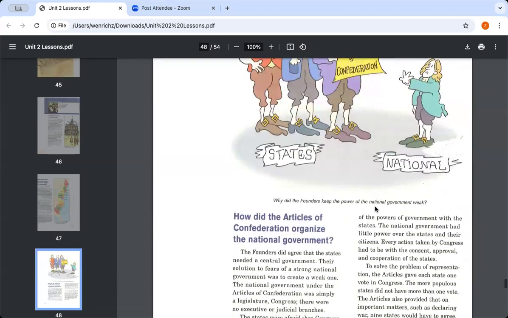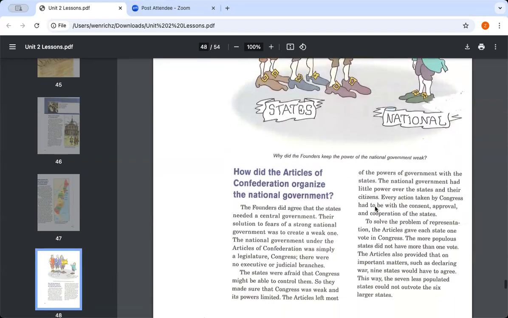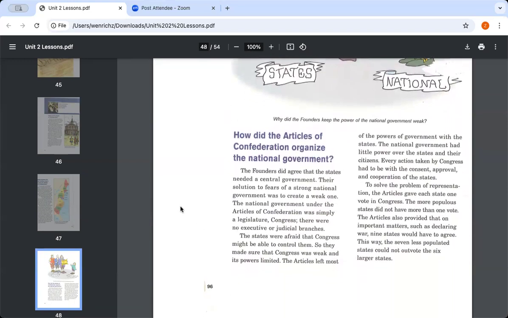How did the Articles of Confederation organize the national government? The founders did agree that the states needed a central government. Their solution to fears of a strong national government was to create a weak one. The national government under the Articles of Confederation was simply a legislature or a Congress. There were no executive or judicial branches. The states were afraid that Congress might be able to control them, so they made sure that Congress was weak and its powers limited. The Articles left most of the powers of government with the states.